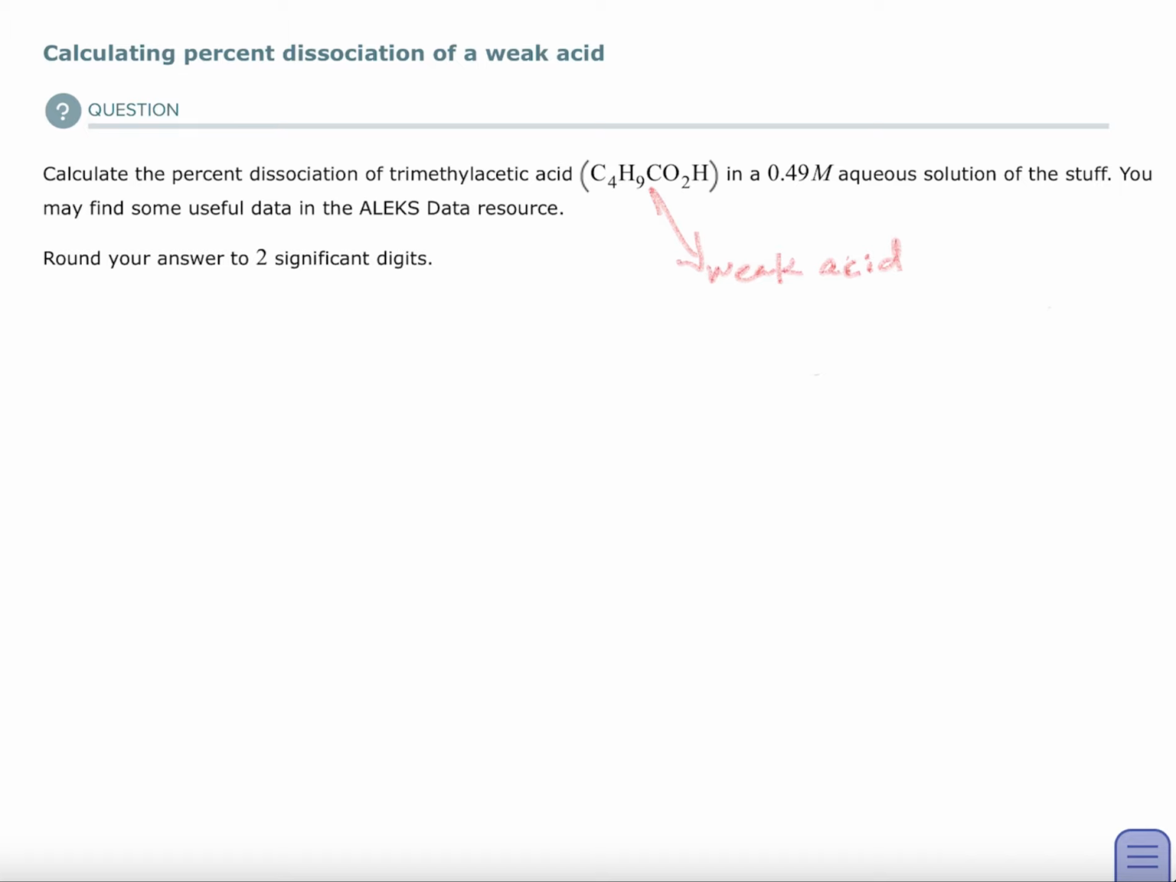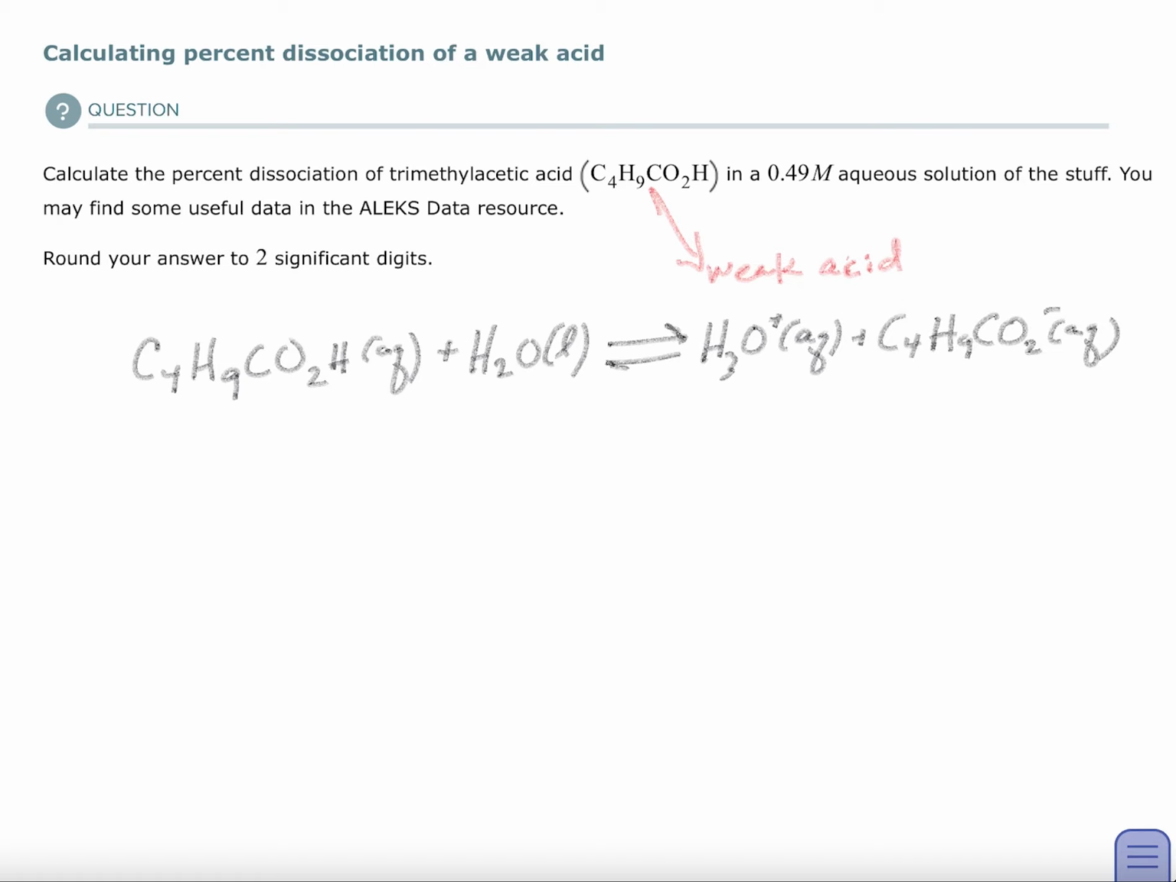And so they're giving you almost nothing. They do have some stuff on the data tab on Aleks. So they've got your pKa, they've got your Ka for this acid, and you're going to need the Ka because that's how you find this. You're going to do an equilibrium expression. Since I've got a balanced equation here that is reversible, meaning that I'm going to be making some acid and some conjugate base, or it's going to be in equilibrium between the original acid and the hydronium ion, then you're going to have an equilibrium situation here.